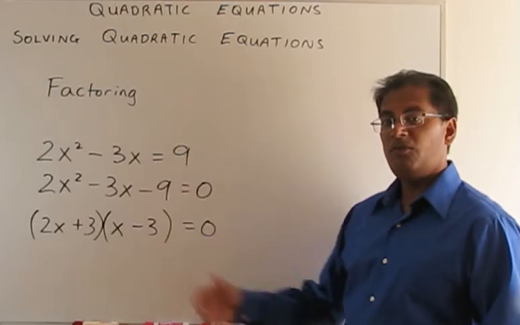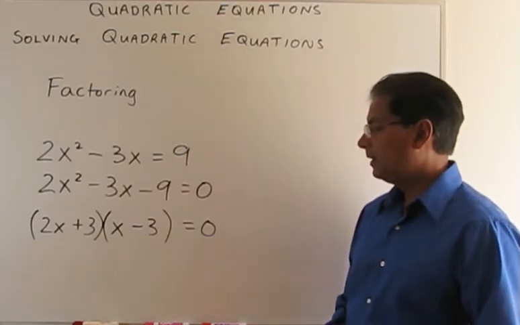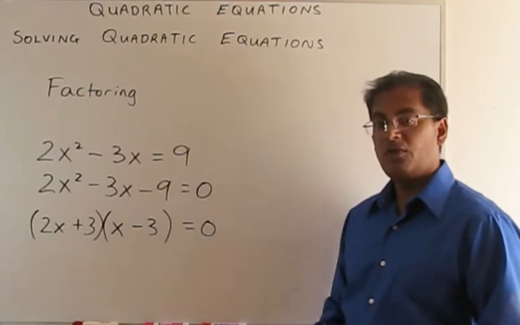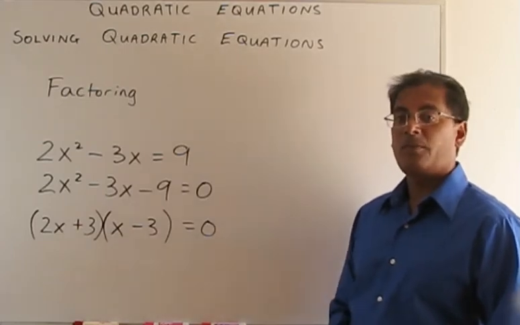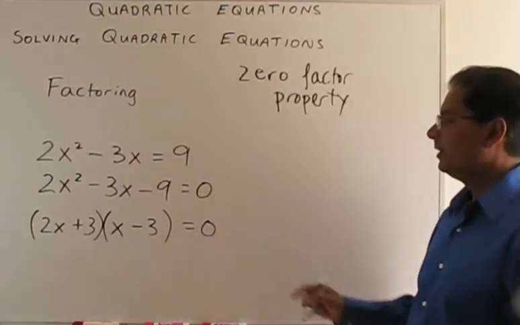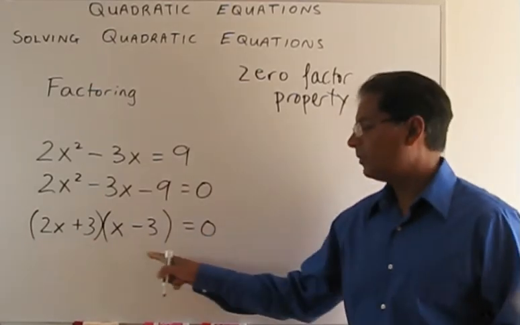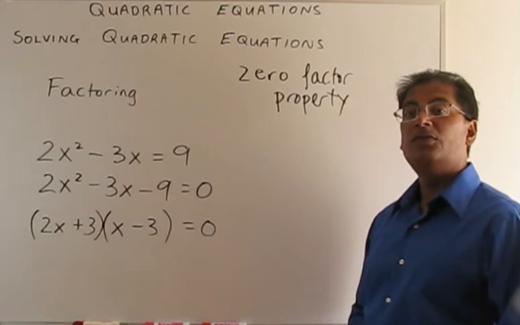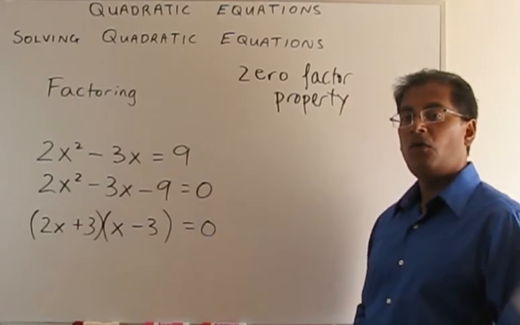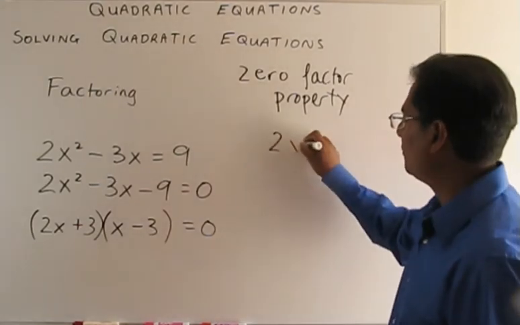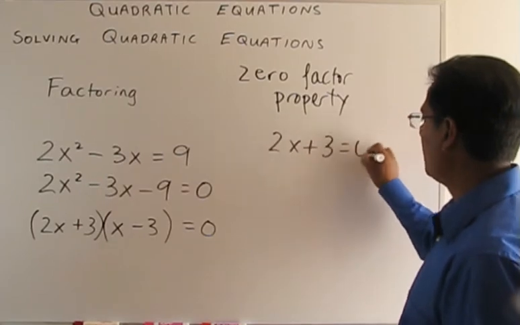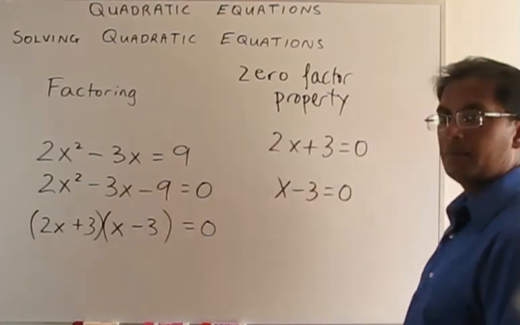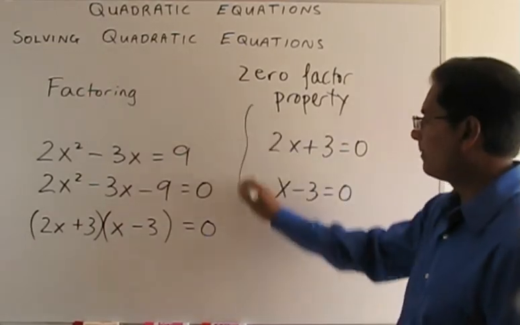So remember, once we factored the quadratic equation on the left side, we set each factor equal to 0 because of the zero factor property, which says that if we have two factors or more multiplied to give us 0, either one of those factors could be 0. So therefore, we have 2x plus 3 is 0, or x minus 3 is 0 from the zero factor property.